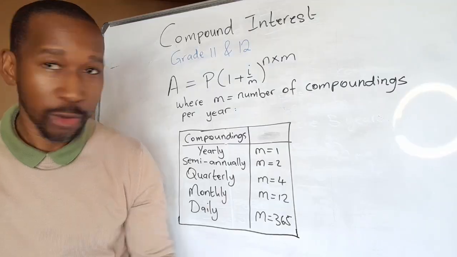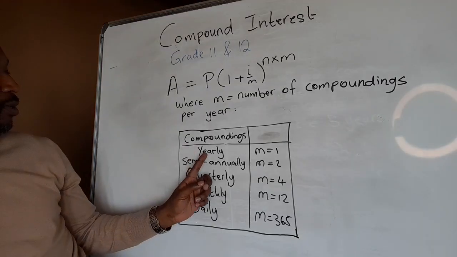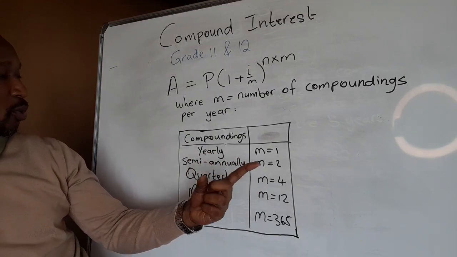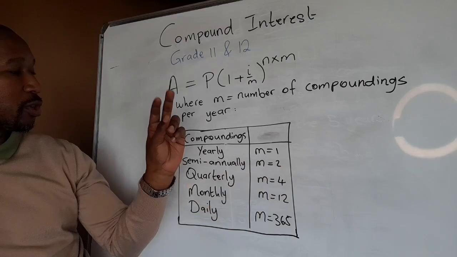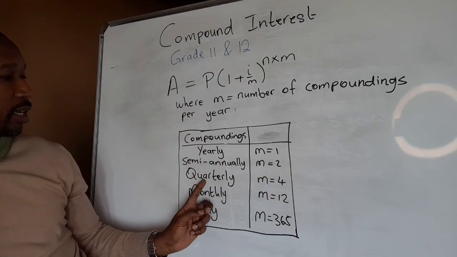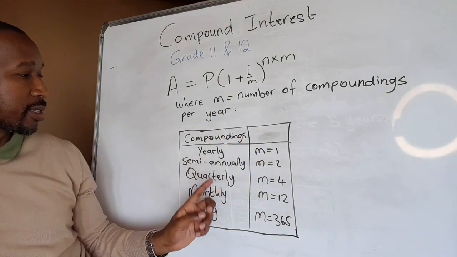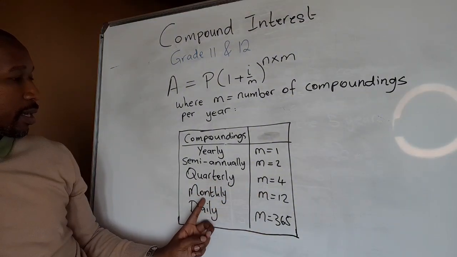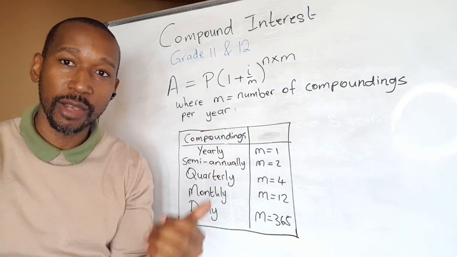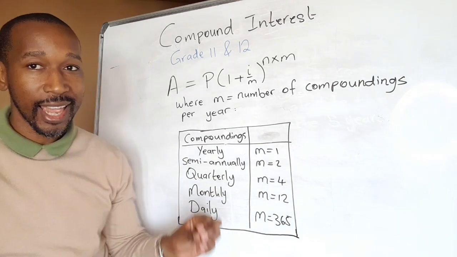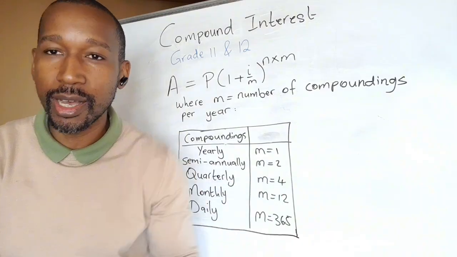So for example, if they say compounded yearly, that means the m is 1 because it's once a year. Semi-annually or half-yearly, that means that the m is 2 because it's going to be calculated twice a year. Quarterly means that the m is 4, which means it's going to be calculated every 3 months, which creates the quarters, but 4 times a year. Monthly, it's calculated every month, therefore we are going to get 12 calculations per year. Daily is going to be calculated every day, which means we have 365 per year, leap year aside.